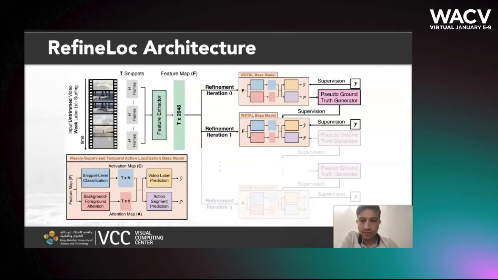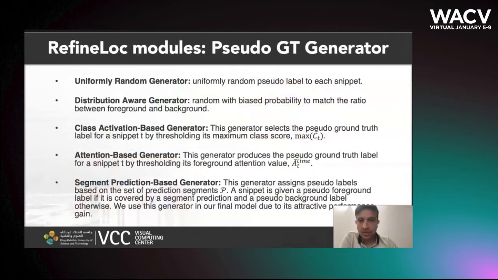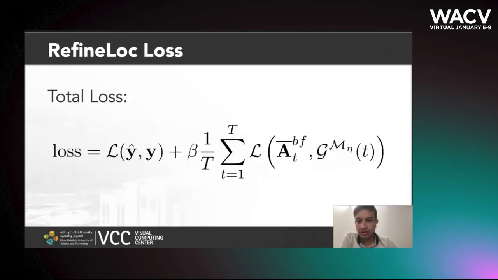Given our base model, we are going to generate pseudo ground truth in iteration 0 to supervise the next iteration by using this pseudo ground truth. However, we explore as well what is the best way to generate pseudo ground truth by doing it in 5 different ways. The total loss that RefineLoc optimizes is the video label loss and a pseudo ground truth loss, with a beta parameter that sets the weight or the importance of the pseudo ground truth loss.